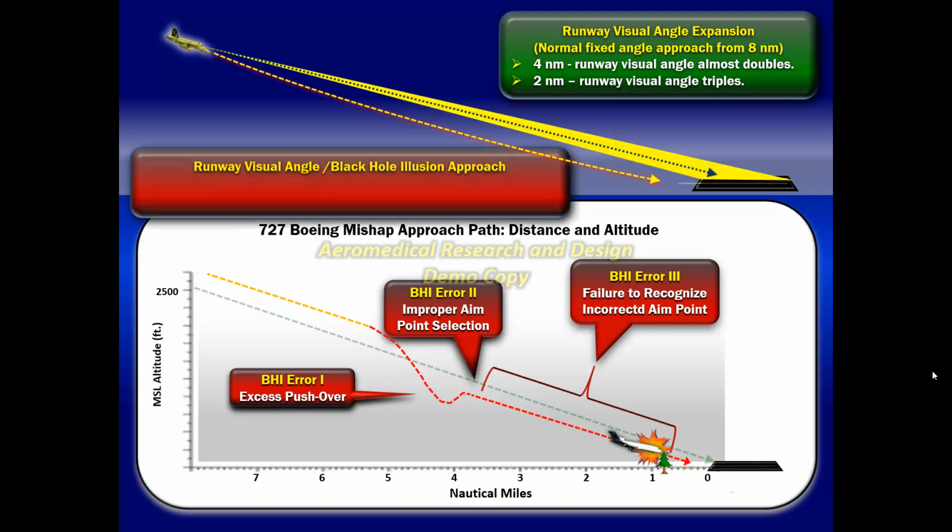When a pilot starts a 3-degree approach from 8 nautical miles and attempts to keep the runway visual angle constant, at 4 nautical miles the aircraft will be 500 feet below the optimum 3-degree glide path.